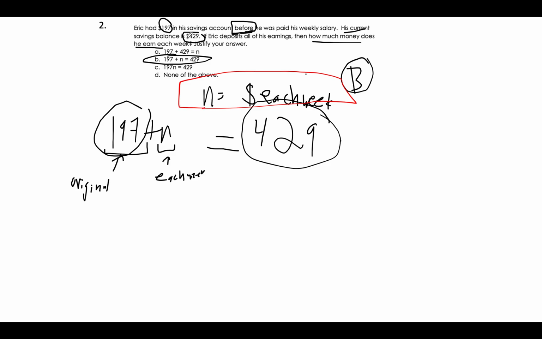N is the amount of money that he's going to earn each week. Now at the end of the week, he has $429, so we're going to set whatever's on this side of the equation equal to 429. And it's going to be 197 because that's his starting amount of money, plus the amount that he makes each week, n. So we add 197 plus n equal to 429.